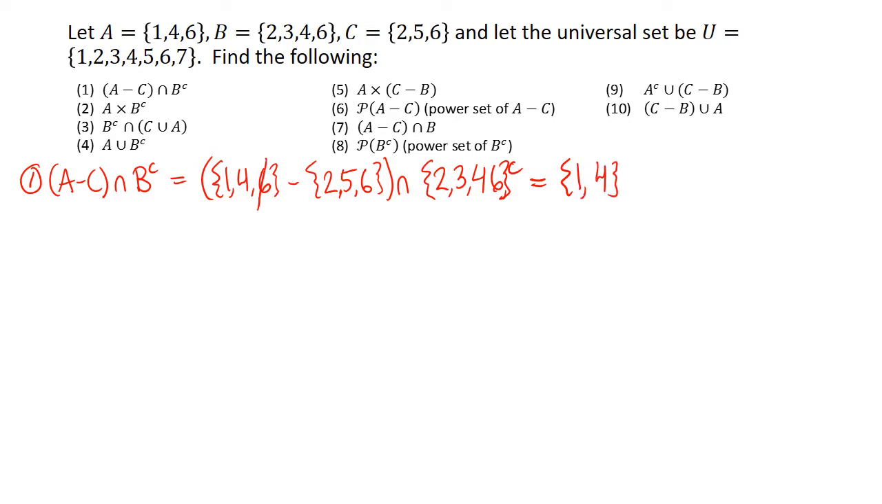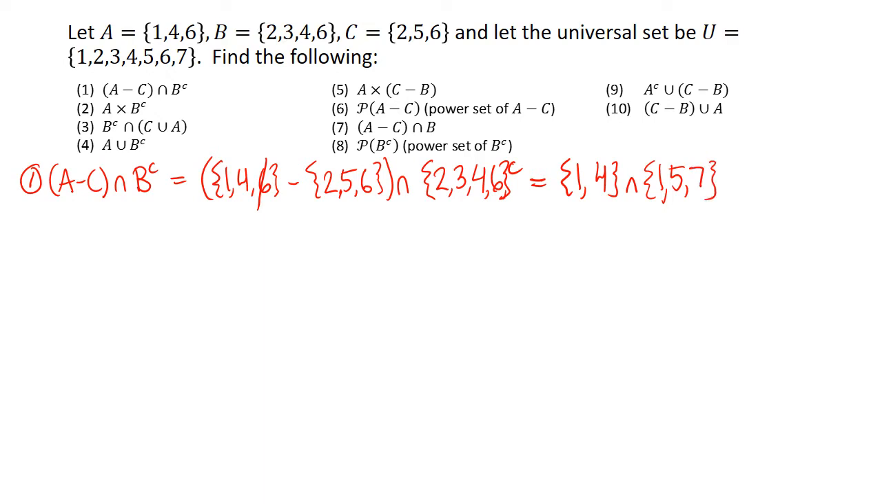And then I'm going to have this intersection here, and now let me go ahead and do the complement. So the complement of the set containing 2, 3, 4, 6 is going to be everything that's in the universe and not in 2, 3, 4, 6. So basically everything in 1, 2, 3, 4, 5, 6, 7 that is not 2, 3, 4, or 6. And so this is going to leave me with 1, 5, and 7.